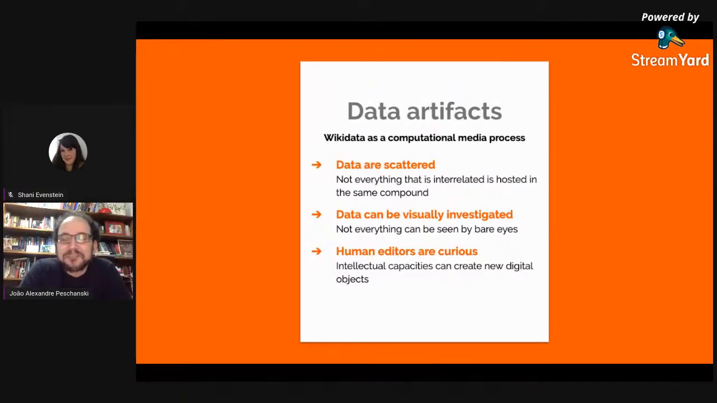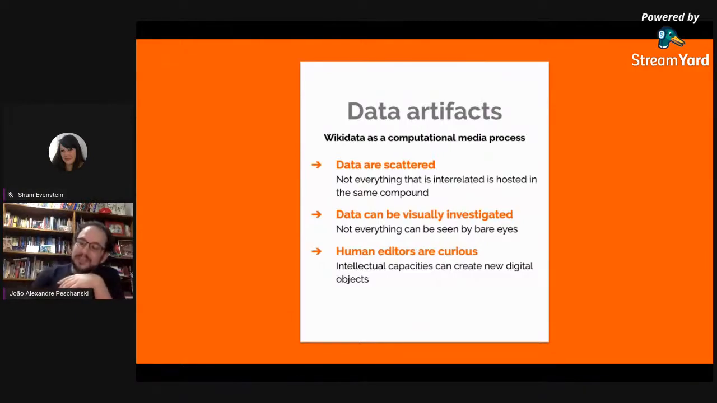So it's what I've been calling the use of Wikidata for building data artifacts, and Wikidata as a computational media process. We know data are scattered, and in this case they are scattered. They are not in one database. Maybe sometimes they are not even in a database at all.